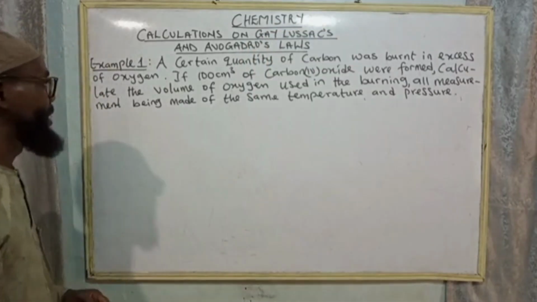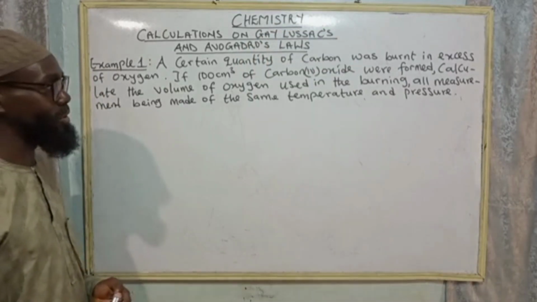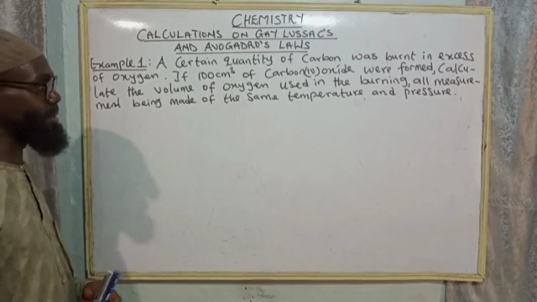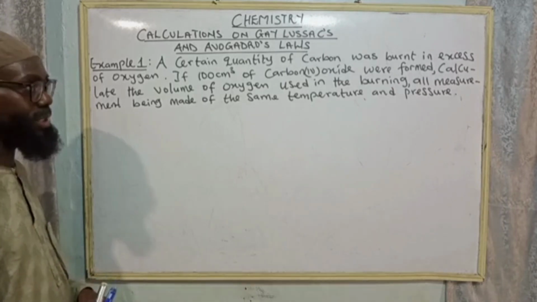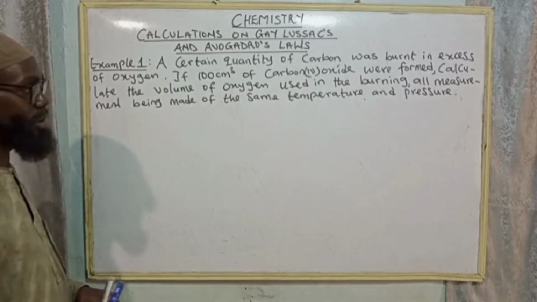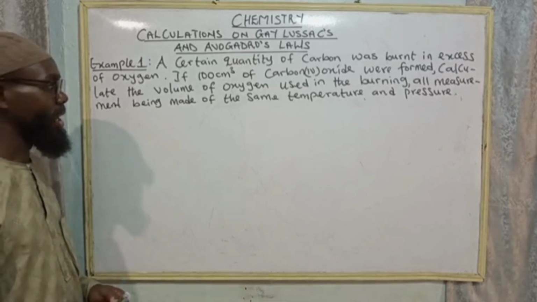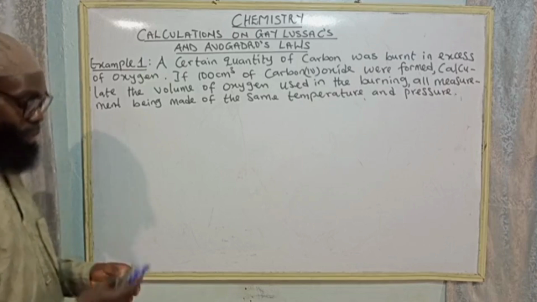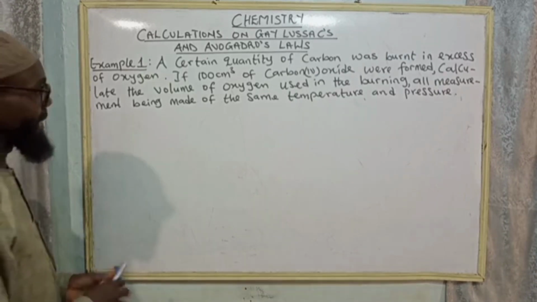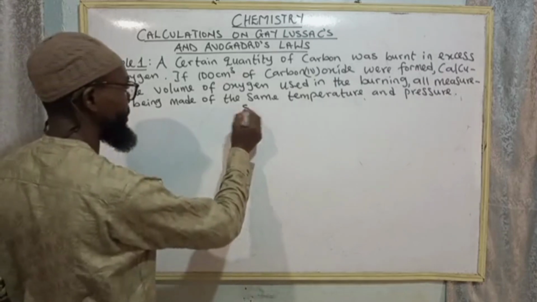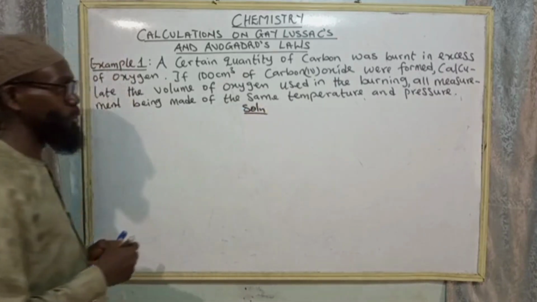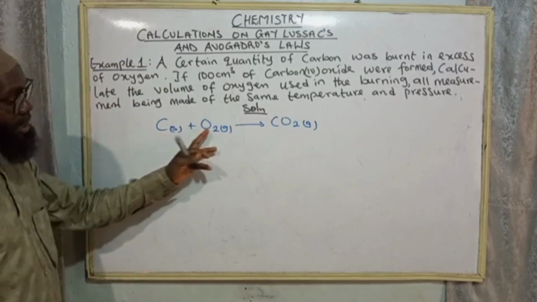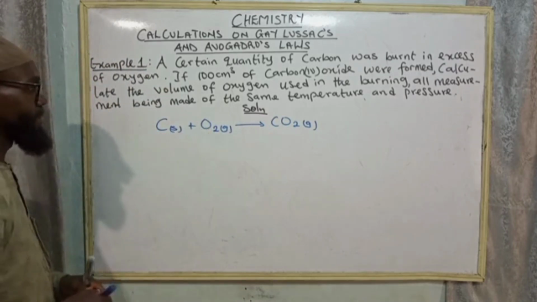Example 1. A certain quantity of carbon was burnt in excess of oxygen. If 100 centimeter cube of carbon dioxide were formed, calculate the volume of oxygen used in the burning. All measurements being made at the same temperature and pressure. From the question, we are meant to understand that carbon is burning in oxygen to produce carbon dioxide. That is, carbon burnt in oxygen to give carbon dioxide.